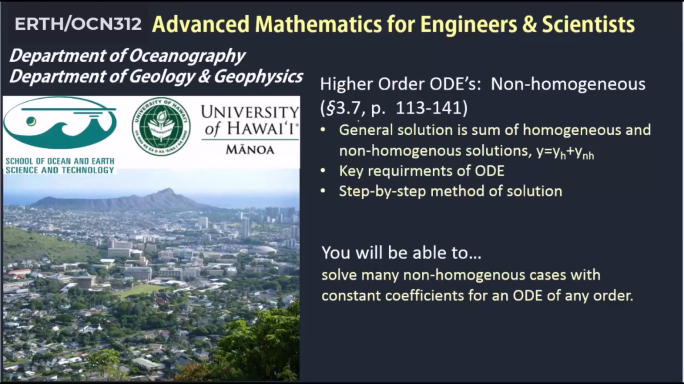In this video, we move on to section 3.7 of Greenberg's, pages 113 through 141. The topic is, we're still on higher order ODEs, and now we'll look at the non-homogeneous cases. So the topics that I'd like to go over in the video is first, talk a little bit more about the general solution, and that again is the sum of the homogeneous solution as well as the non-homogeneous solution, which we'll denote as Y sub NH.